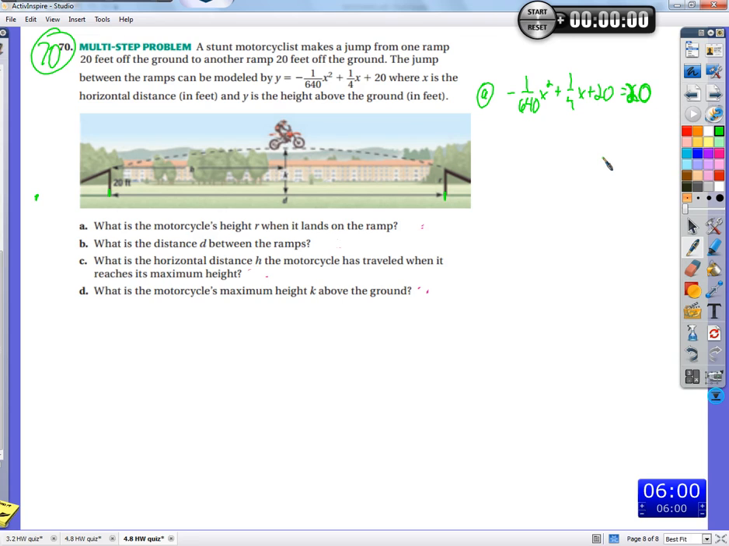If we subtract 20 on both sides, we get negative 1 over 640 x squared plus 1 fourth x equals 0. And what can we do now? Solve for x. We could let A be negative 1 over 640, B be 1 over 4, and C be 0, okay? But we don't want to forget our training.